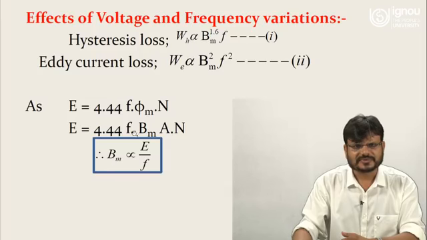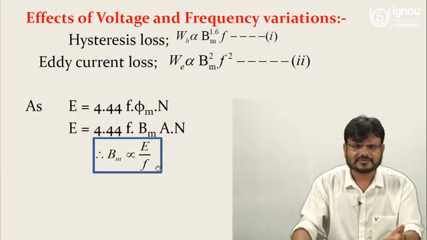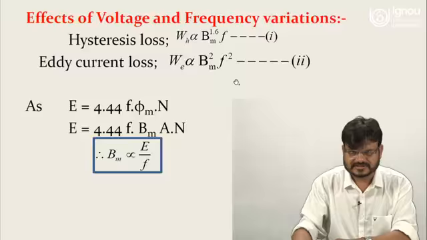Because 4.44 is a constant, the area is a constant, and N is constant, you can say the maximum flux density Bm is directly proportional to E divided by the frequency. So the flux density is directly proportional to the induced EMF E and inversely to the frequency. If E and f change in direct proportion, Bm is a constant. At that time, hysteresis loss will be directly proportional to the frequency, and eddy current loss will be directly proportional to the square of the frequency.